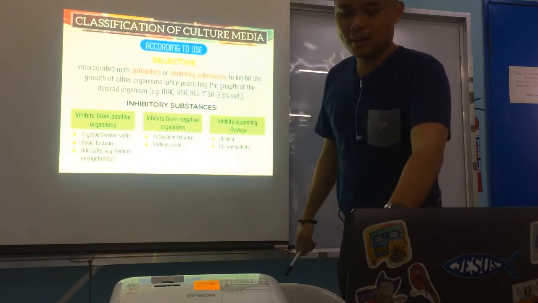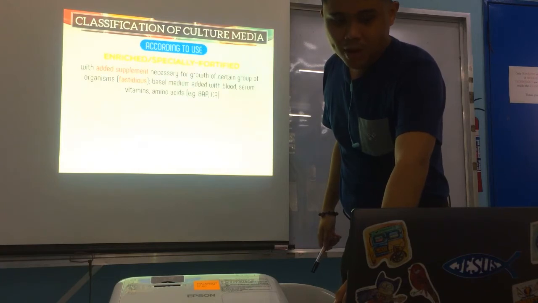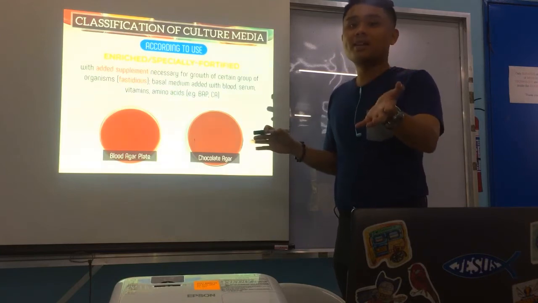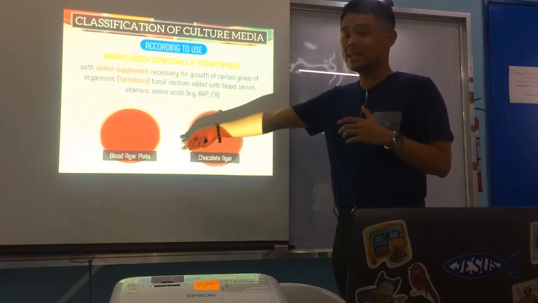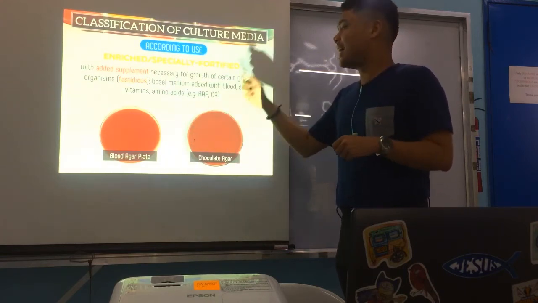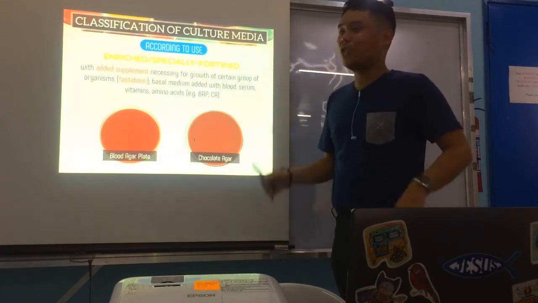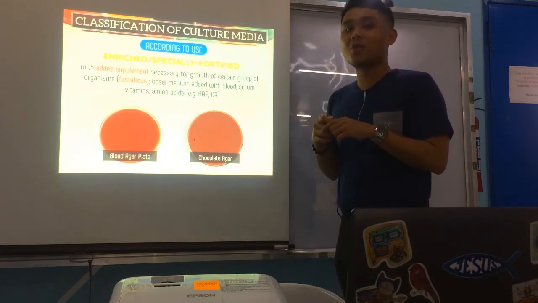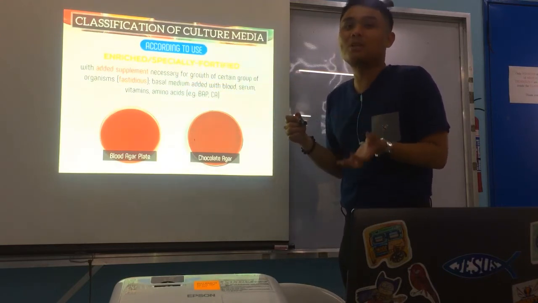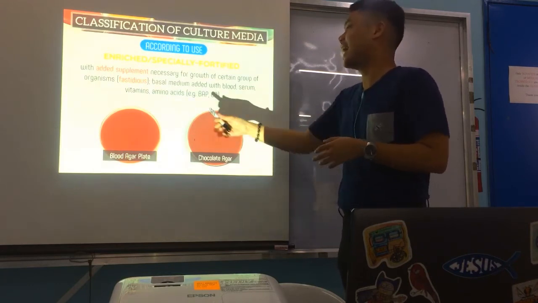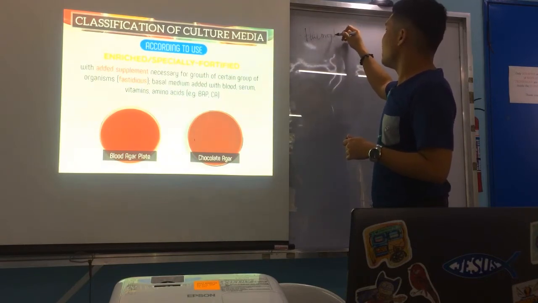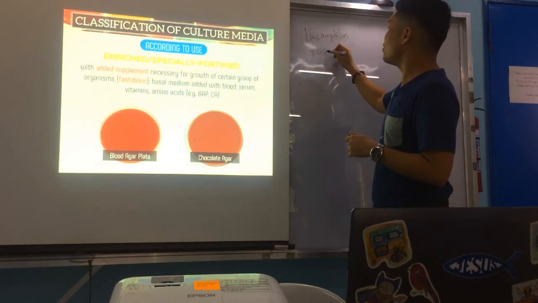Alright, Proteus. Next is, of course, enriched. When we say enriched, these start from basal or simple media, for example nutrient agar, tryptic soy agar. We add supplements, for example horse blood or sheep blood, to make a blood agar plate, or lysed blood for chocolate agar. Usually, these are types of culture media to support the growth of fastidious organisms, meaning those that require special treatment. For example, you have Haemophilus and Neisseria. These are examples of fastidious organisms.